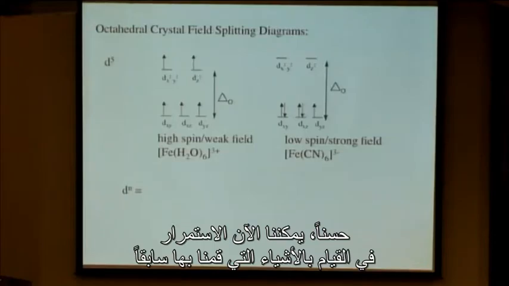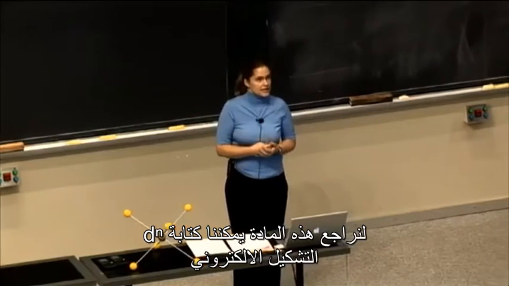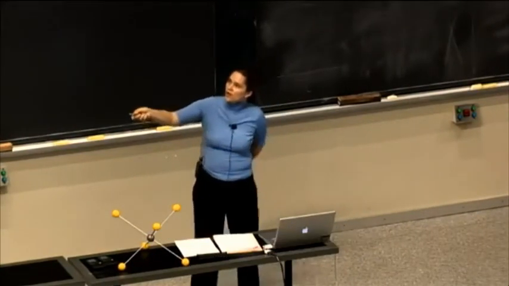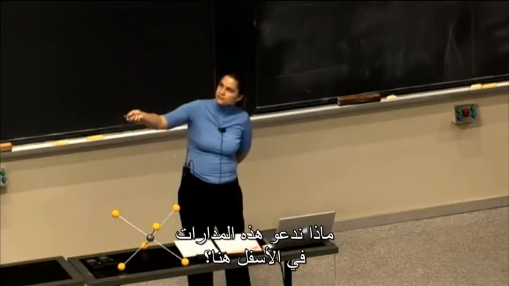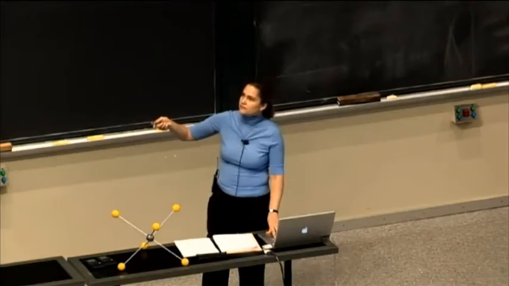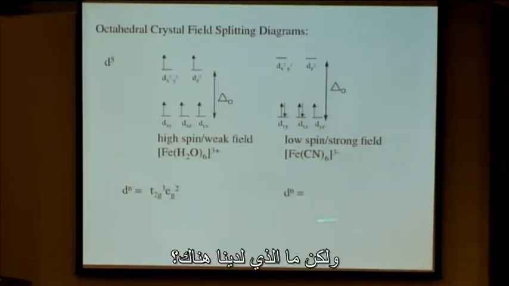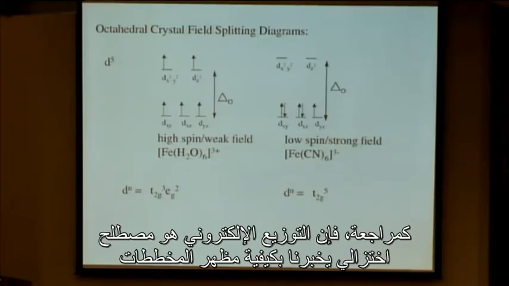Okay, now we can continue doing some of the things that we've done before. So just to review this material, we can write the d^n electron configurations. What are the orbitals called that are down here? Yeah, t2g. And how many electrons do we have there? 3. And then the eg system up here with 2 electrons. And over here, what do we have? Yeah, t2g to the 5. So a review, electron configurations. These are just shorthand notations which tell people what these diagrams look like.